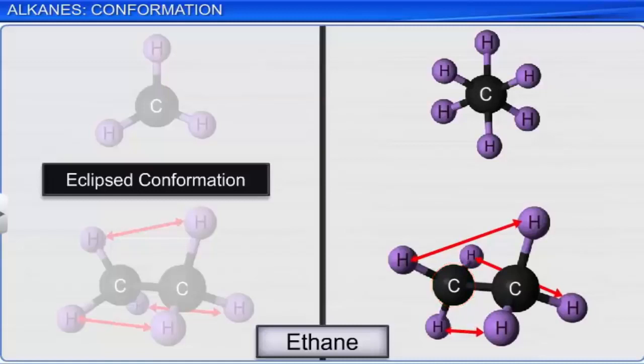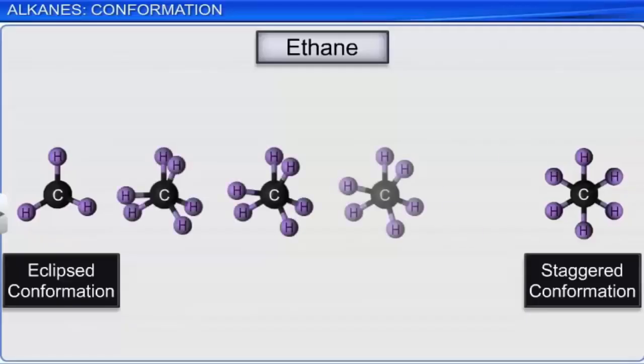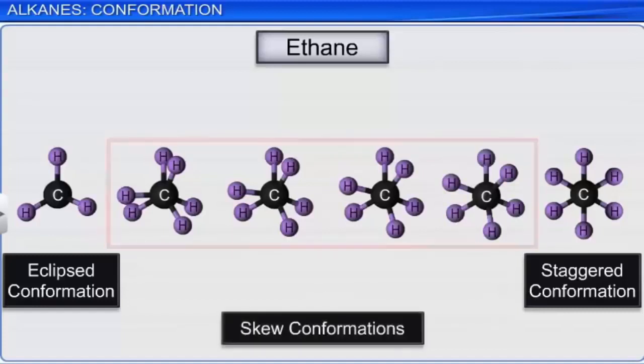behind the 3 hydrogen atoms attached to the carbon atom in the front, giving the arrangement a neatly distributed look. And so the arrangement is known as staggered conformation. All the arrangements between the eclipsed and staggered positions are known as skew conformations.